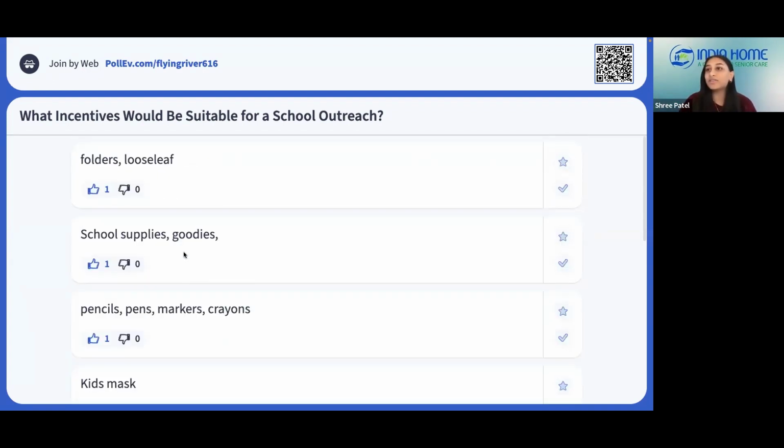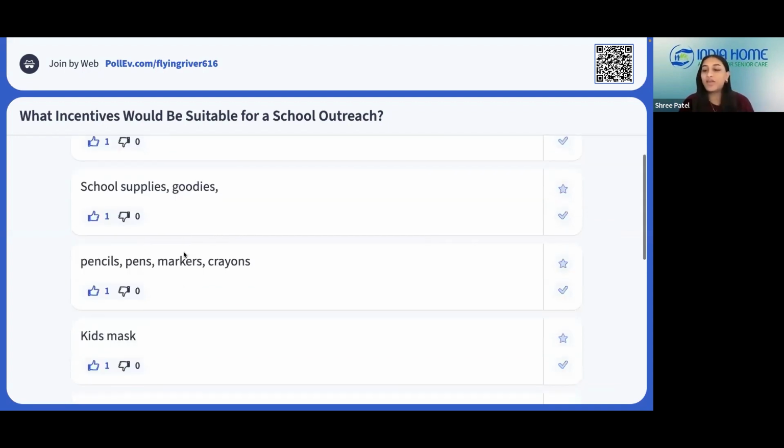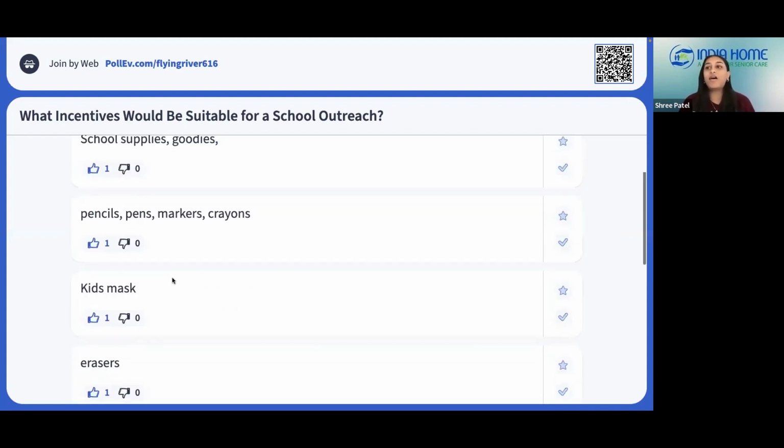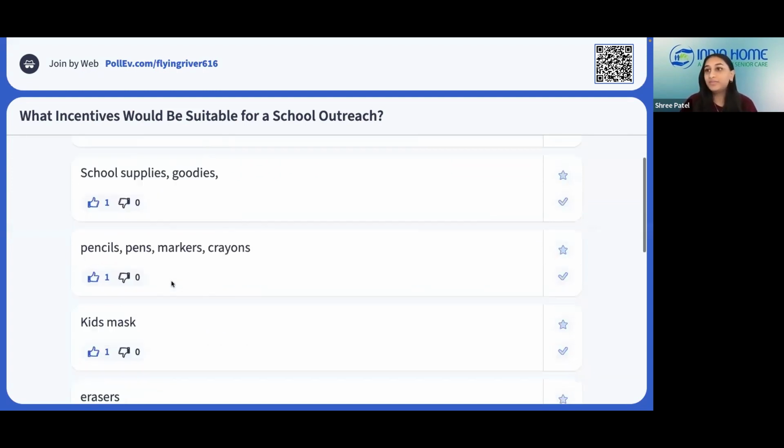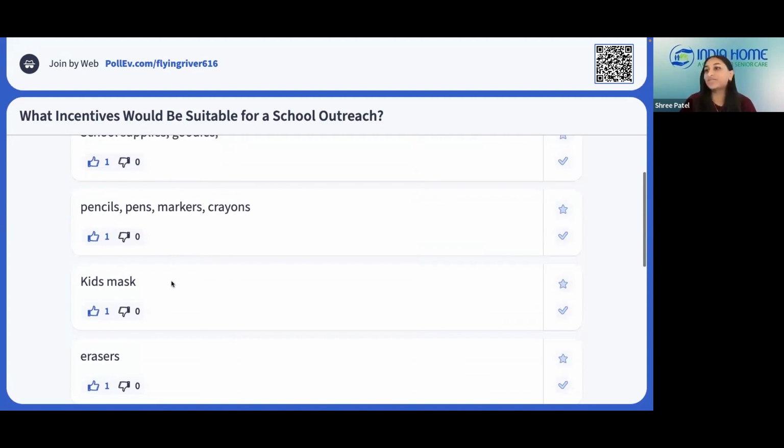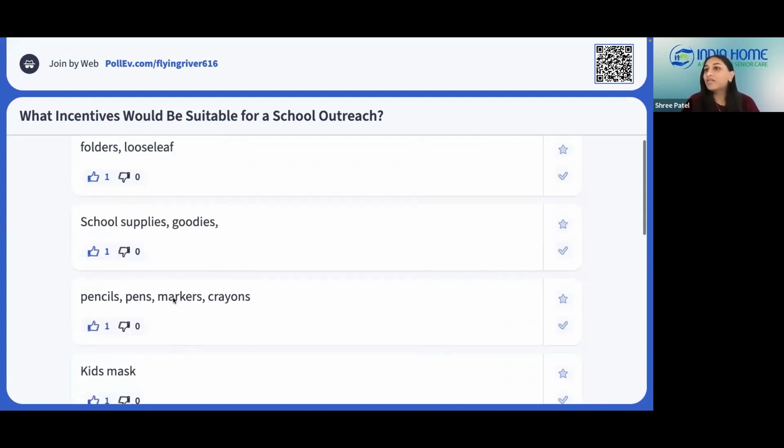Something to note is when targeting schools that have a lot of low socioeconomic status individuals, it is really important to bring these school supplies because school supplies are expensive. A lot of times children are going through pencils, folders, markers, crayons, things of that sort so quickly, so it is really nice to be able to provide those things. Yep, erasers, that's a good one as well.